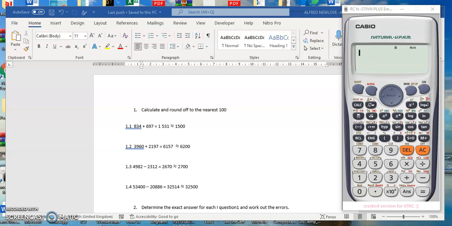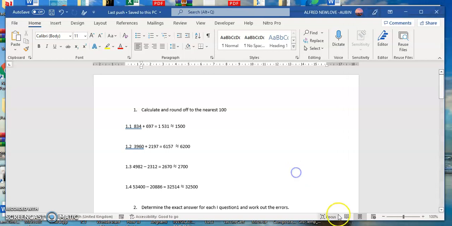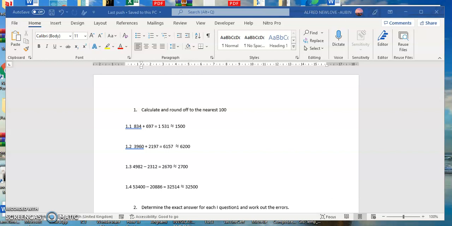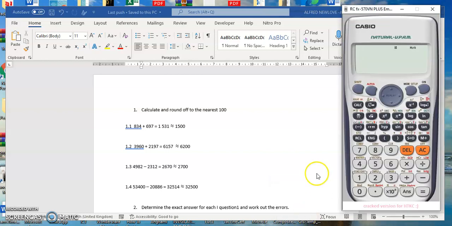Today I want us to look at this question. We couldn't treat it in class because of time. I want us to see how we can sort that one out. Assuming you are told to calculate this one to the nearest 100, we've not done anything of such, so today I want us to look at it now.